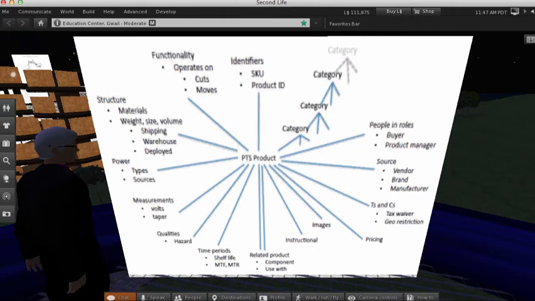Actually, that's not bad. I'll just leave it with this midnight version of Second Life.